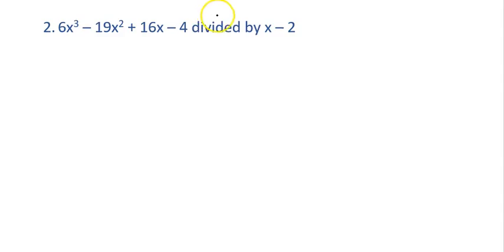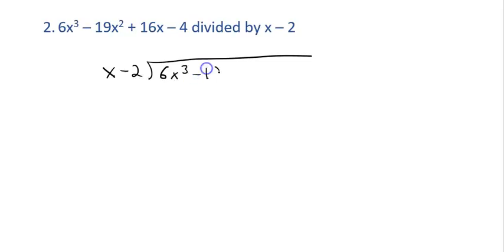Okay, example 2, I'm looking at 6x cubed minus 19x squared plus 16x minus 4. And I notice nothing has been skipped. I go from cubed to squared to first power and then none. And I'm dividing by x minus 2. So I'm going to stick the x minus 2 in front. And then I'm just going to write it all out. 6x cubed minus 19x squared plus 16x minus 4. Now if you feel like you know what you're doing, you can pause and try this on your own, or you can just keep listening.